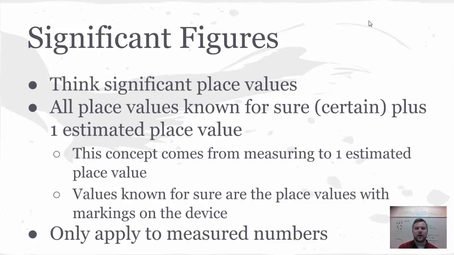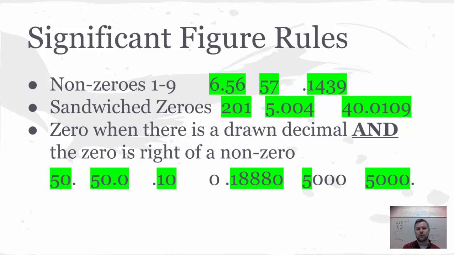This is only going to apply to measured numbers, not to counted numbers or constants. Like pi doesn't have sig figs in it, or if we're saying there's 3 test tubes, there's no degree of uncertainty there. It's not a measured value. So we have some rules for sig figs.